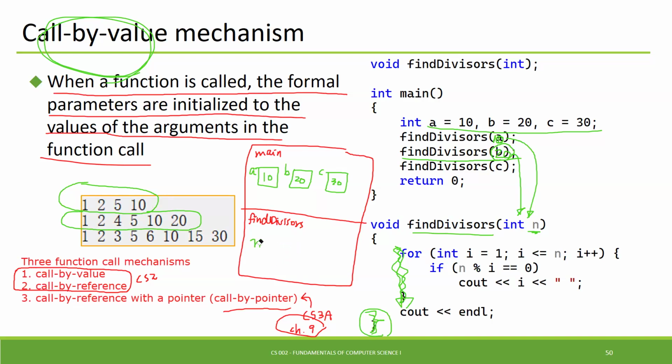Then call the function again with c, and this time 30. 30 will be passed to n, so n is created again, and this time the value of n is 30. Pass the value 30, receive the value in the parameter. It is called by value mechanism. This time the factors of 30 will be printed out, and these are the factors of 30.